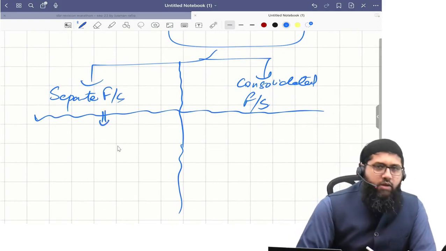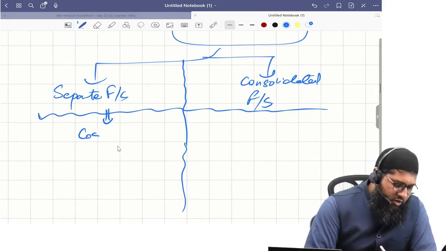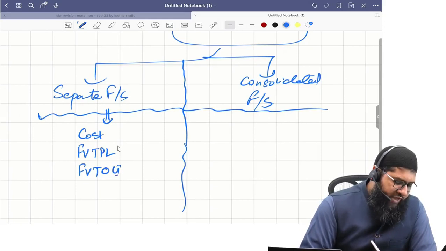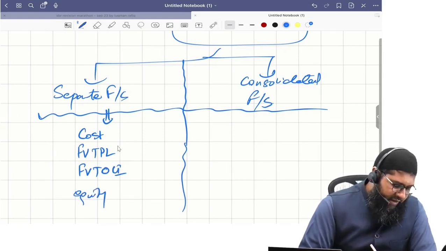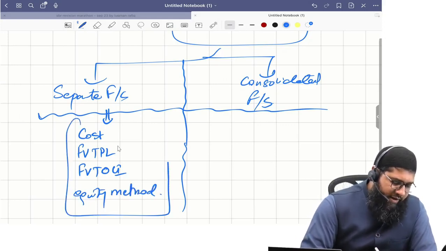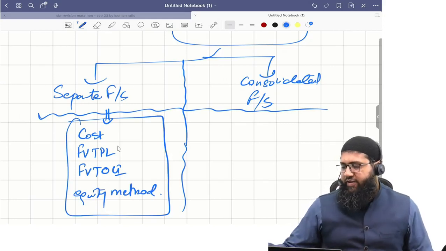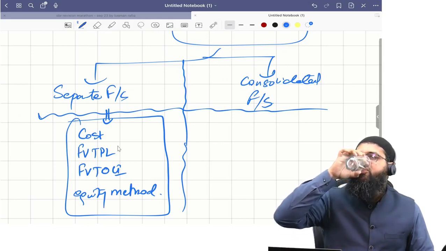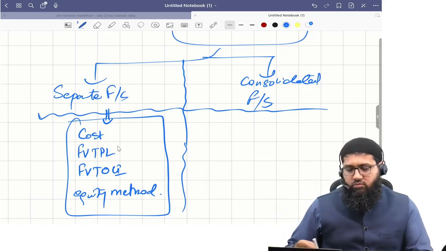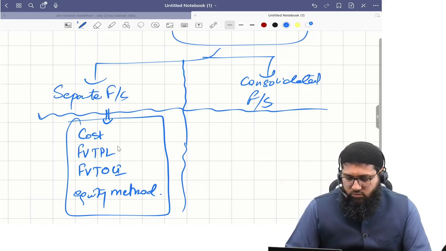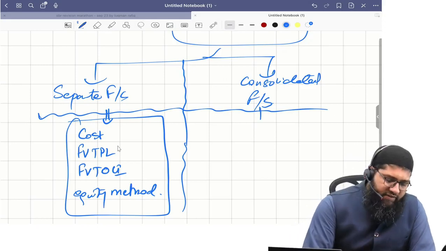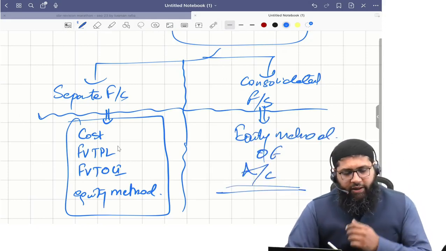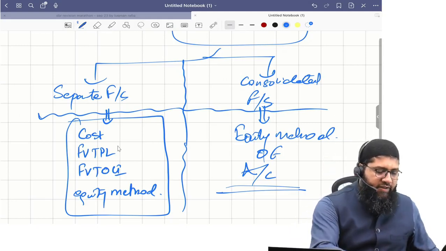You need to understand one thing. In the separate financial statements, you can account for it using cost. You can record it at fair value through P&L. You could record it at fair value through OCI. You could record it using the equity method of accounting. There could be different methods that you could adopt in the separate financial statements. With a consolidated financial statement, there is only one way to record, and that is the equity method of accounting. That's what you have to do with respect to the consolidated financial statement.